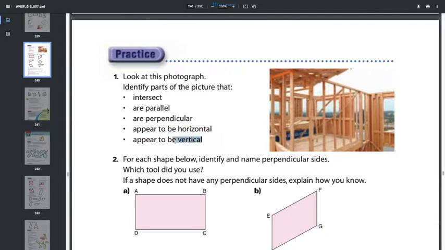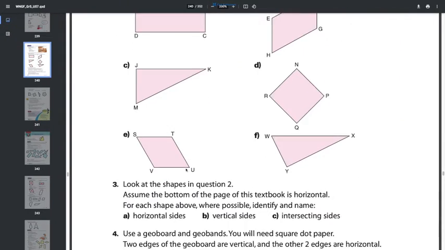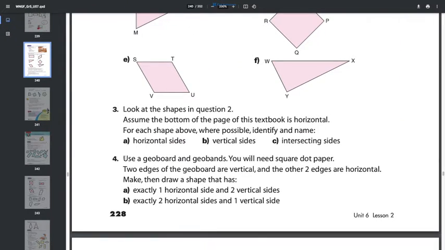And then appear to be vertical. And we know vertical is up and down. In basketball, we talk about a vertical all the time, your vertical jump. How high can you jump? So straight up and down would be your vertical lines. And those would be parallel to the edge of the photograph as well. So consider that. Anywho, scrolling down to number 4, it says use a geoboard and geobands.